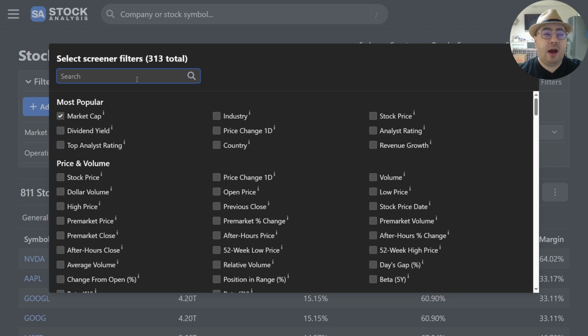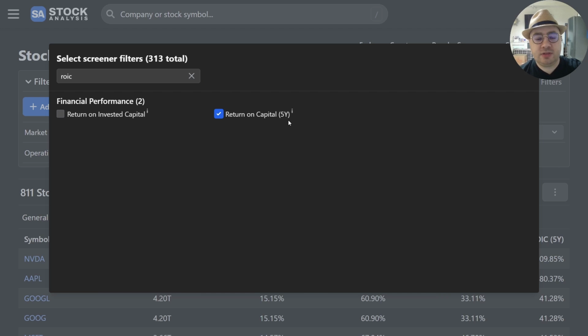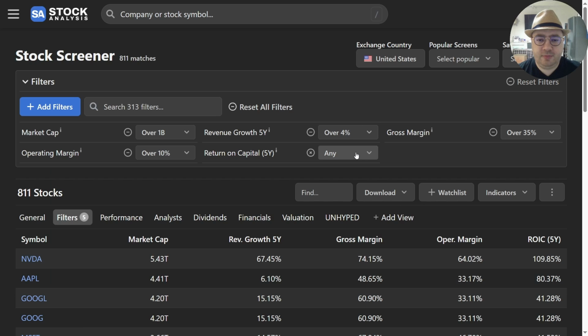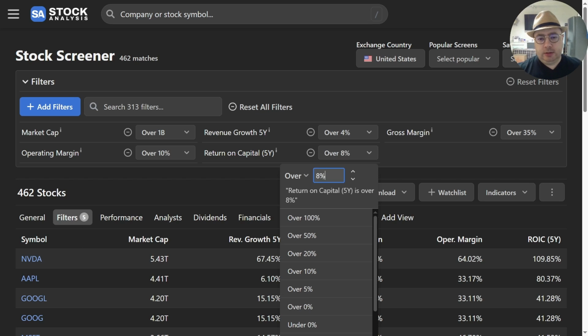Let's see. ROIC, return on invested capital. This is a very important number. And we're going to use the average for the past 5 years if we can, because this number can fluctuate. Maybe 1 year is negative for a company, but that doesn't mean that the company is bad or anything like that. So we want to have, let's just say, over 8%. I think the average for the S&P 500 is over 8%, but 8% is decent. At around 10% average, you start to compound nicely.